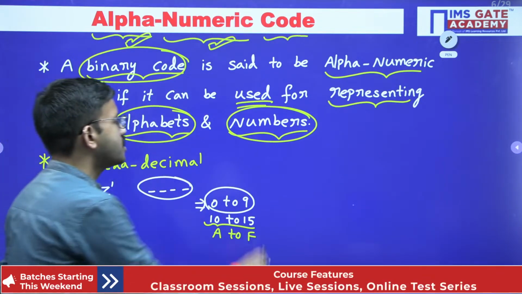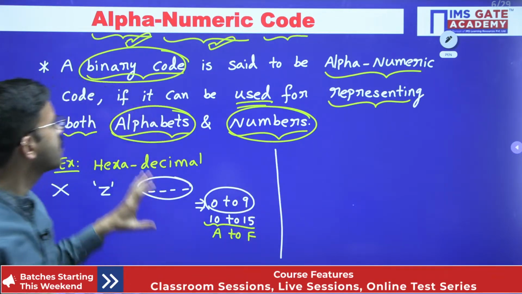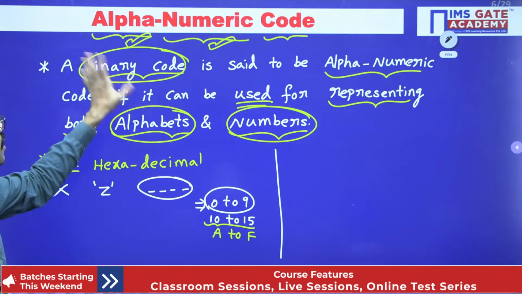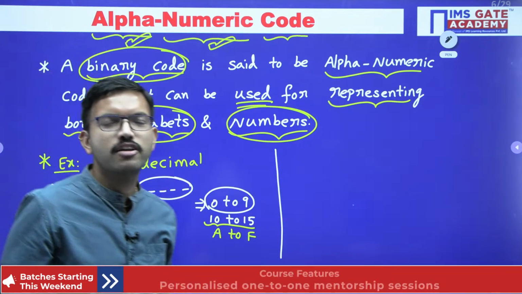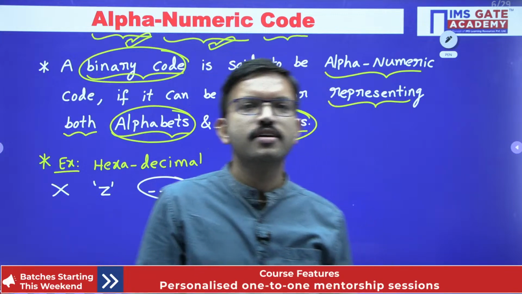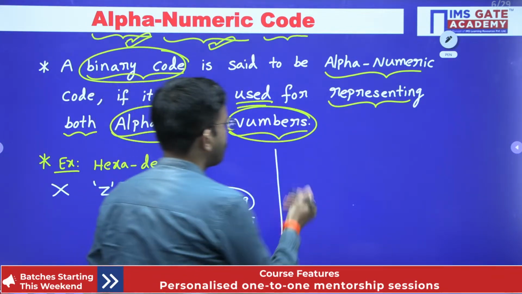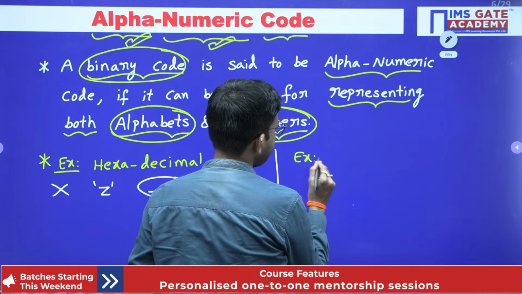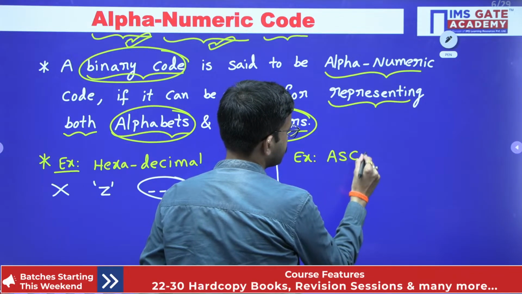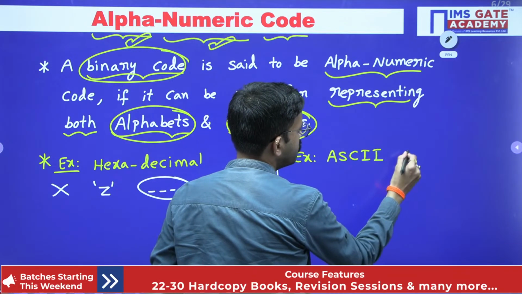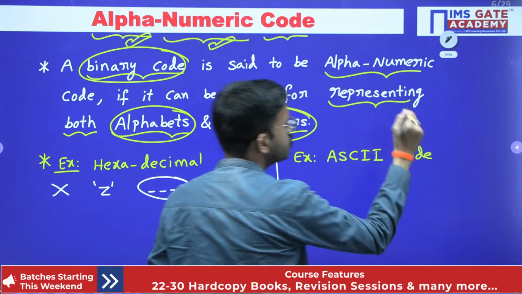Now can you guess which code comes under the example for alphanumeric? I hope all of you are very much familiar. Yes, very good. ASCII code. ASCII code is an example of alphanumeric code.